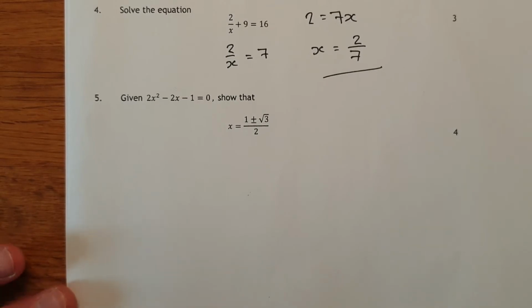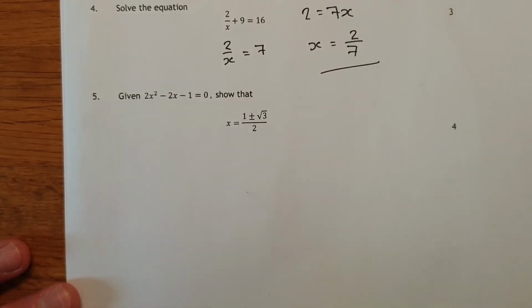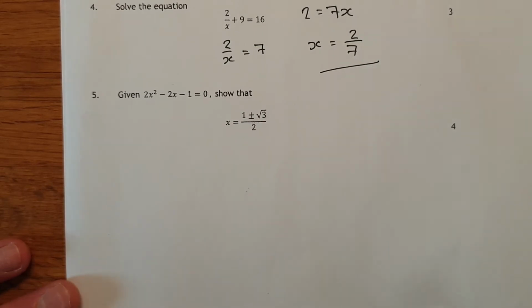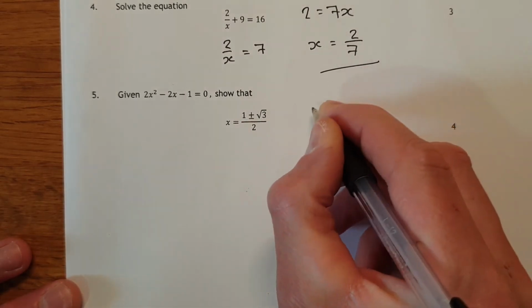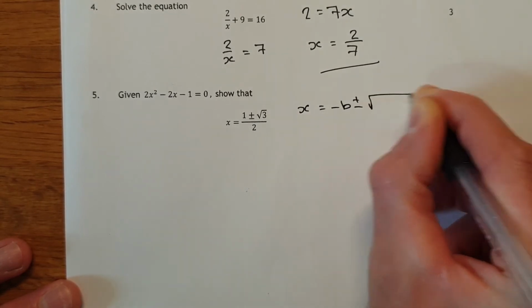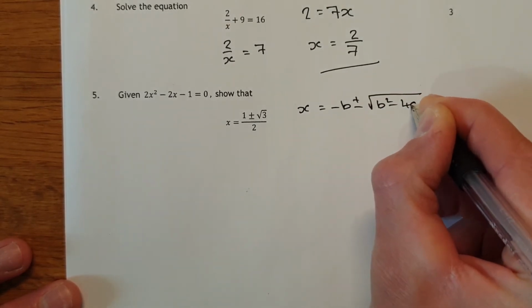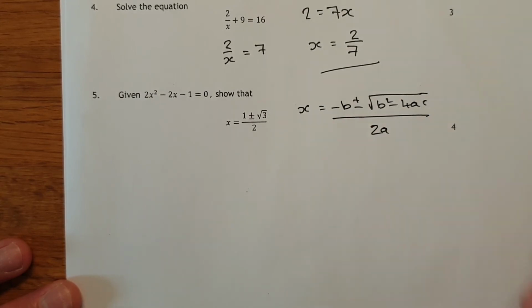And for number 5, we've got to show that x is equal to 1 plus or minus √3, all divided by 2. So you're given this trinomial here, and we've got to show that it's equal to this. Now you can solve it using the quadratic equation, but because we don't have a calculator, we can't get a decimal answer, but that doesn't mean that you can't work it out and stop at this point here. So if you remember, your quadratic equation is x equals -b plus or minus √b squared minus 4ac over 2a. And that's given to you in the formula sheet, remember?